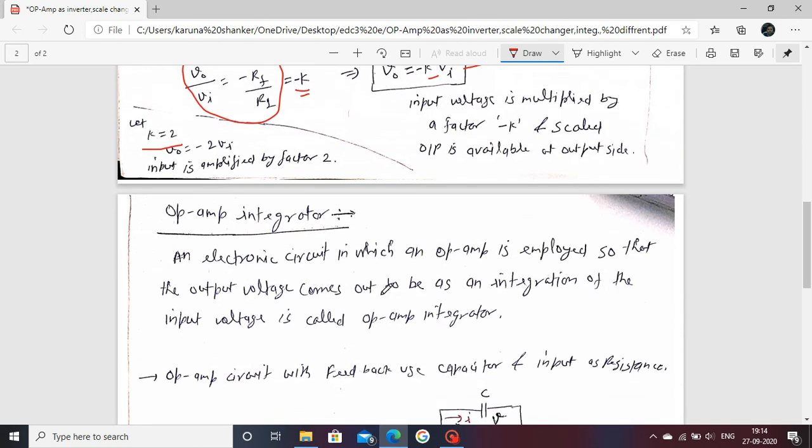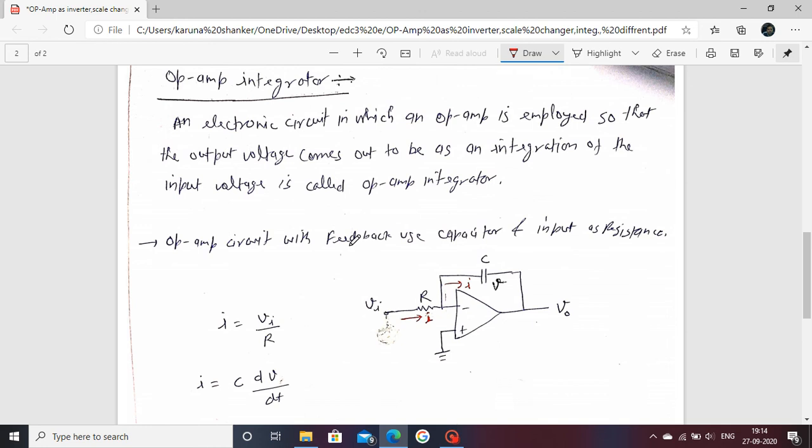Next, we move to the op-amp as an integrator. We have already seen that applications of the op-amp include mathematical operations such as integrator, differentiator, adder, subtractor, etc., performed by the op-amp IC. Here the integrator op-amp is employed with an input resistance and a feedback capacitor. This is one of the integrator circuit symbols.